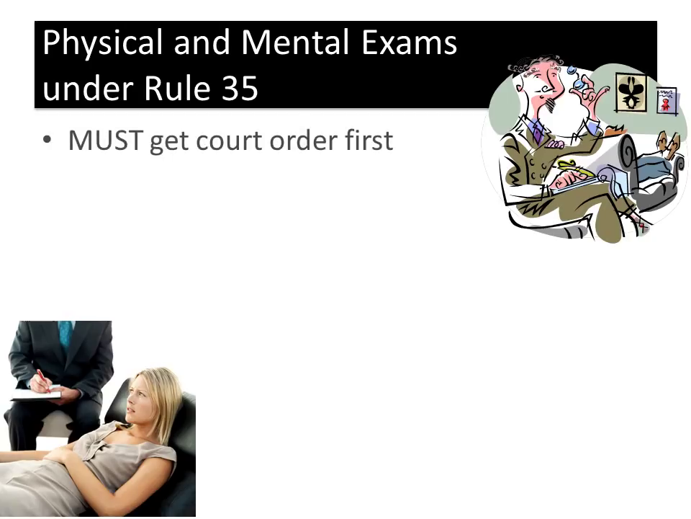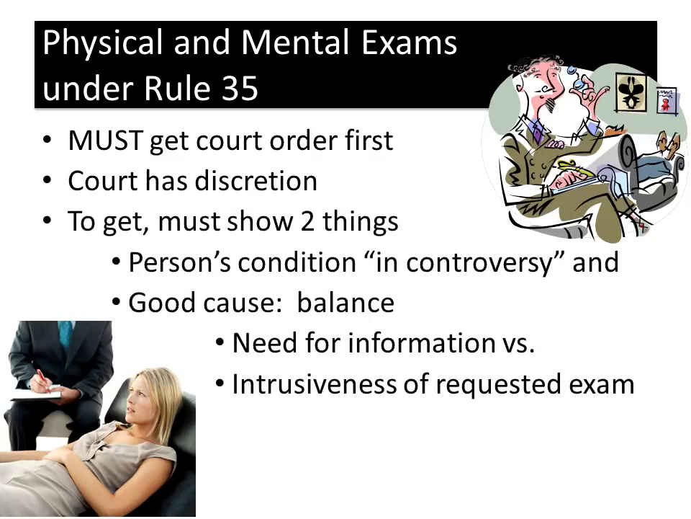Under Rule 35, you have to get a court order first, and the court has discretion about whether to grant it. And to get the court order, you have to show two things. You have to show that the person's condition, the party or the person in custody of the party, is in controversy, and that you have good cause. The good cause inquiry is a balancing test. What are you balancing? On the one hand, the need for the information versus the intrusiveness of the requested examination that you're asking to have done.